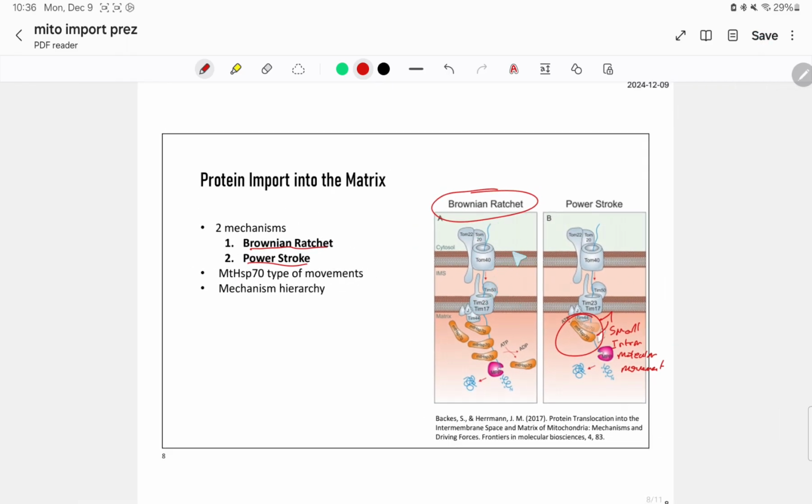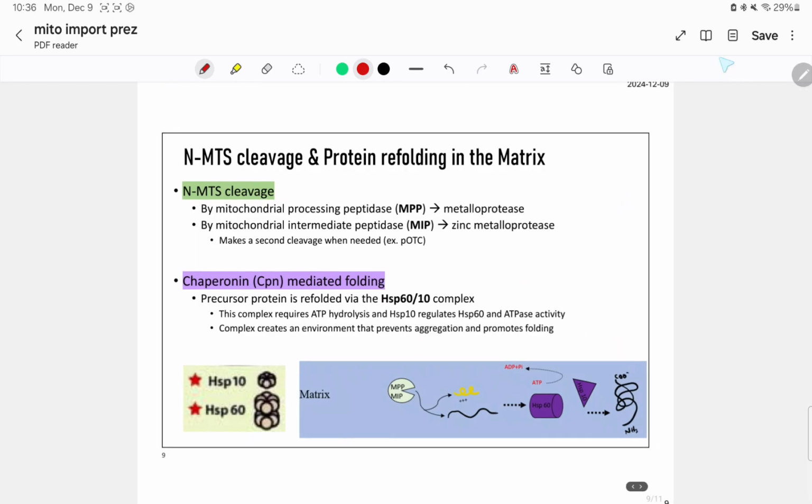Now, we've talked about so far how the actual protein gets pulled, but now that it's in the matrix, what actually happens? So, as soon as this protein actually reaches the matrix, okay, fully, the N-terminal matrix targeting signal will immediately be cleaved, okay? Why? Because we don't need it anymore, okay? We're not targeting that protein towards the matrix anymore, right? It's already in the matrix, so let's just cleave it and get rid of it. So that NMTS will become cleaved, and the protein will start being refolded in the matrix.